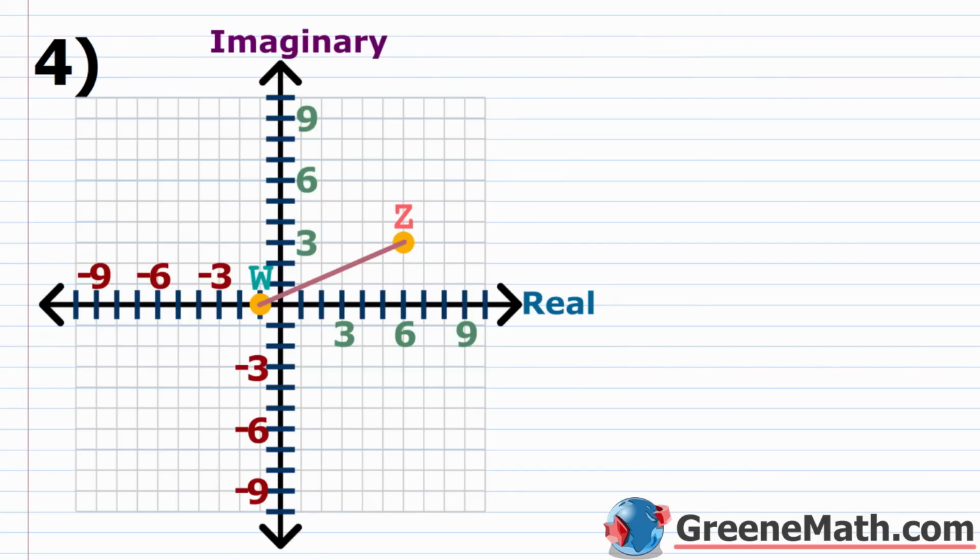So coming down here to problem 4, we can see that Z is equal to, so the real part is 6 and the imaginary part is 3. So let's say 6 plus 3i. I'm going to go ahead and label this now. So I'm going to call this a sub 1 and I'm going to call this b sub 1.